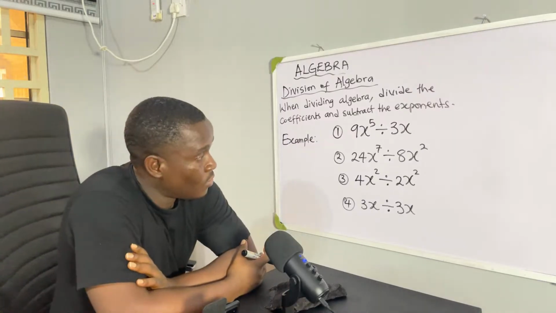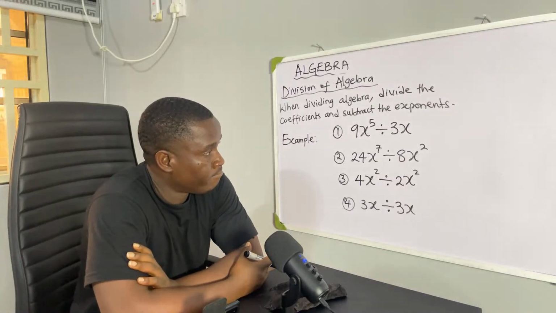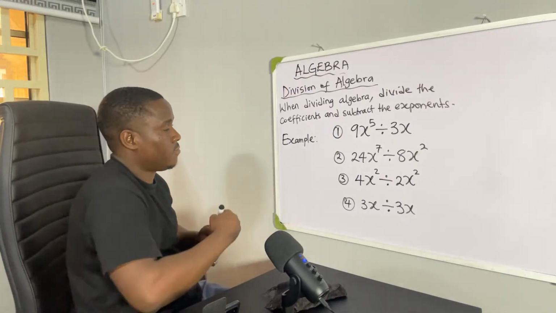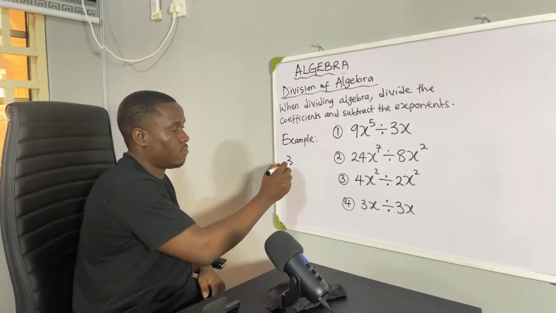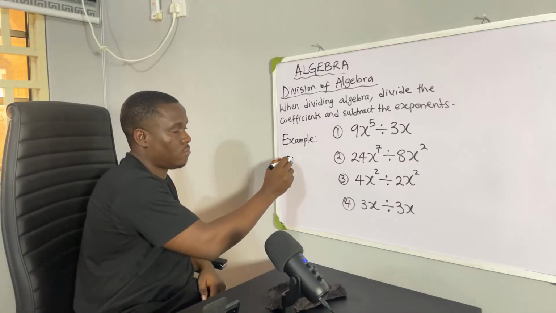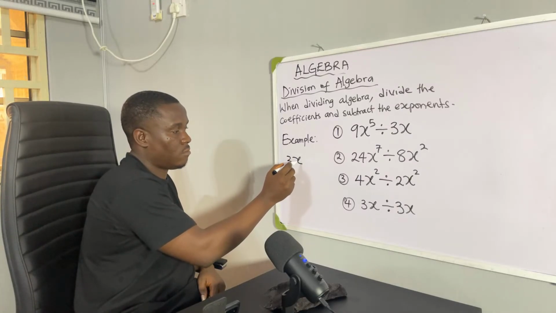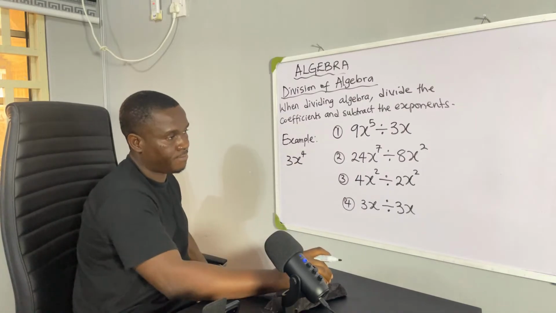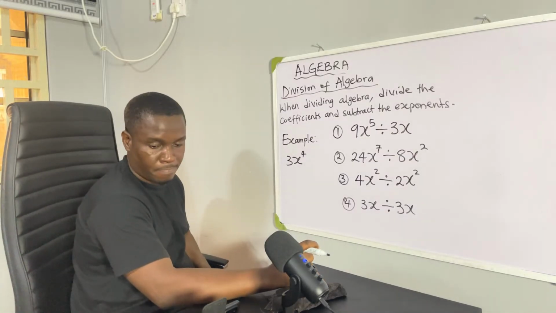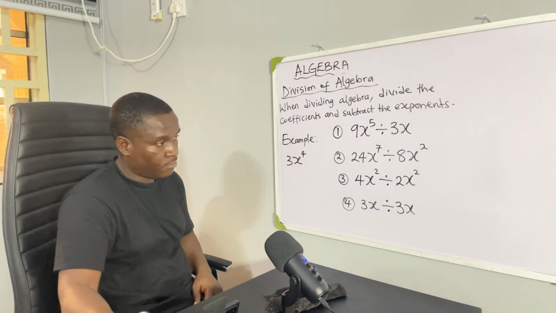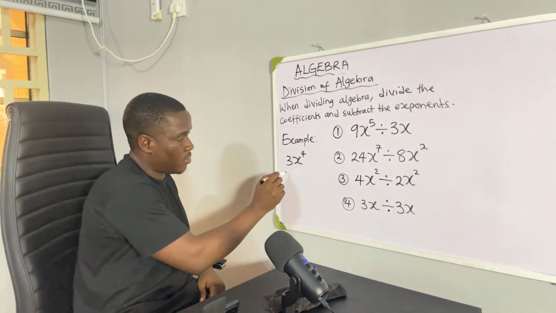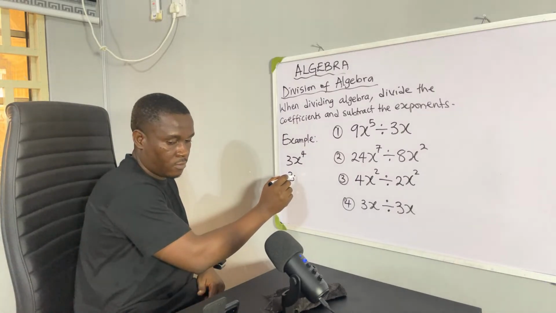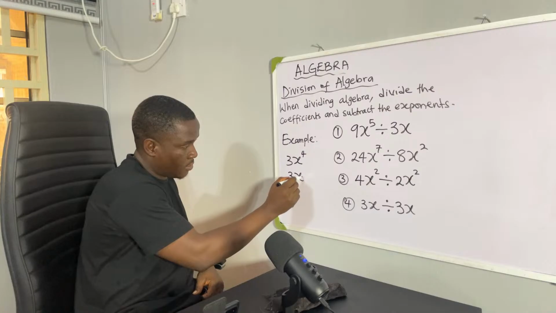Good. So what did you do for the first one? 9 divided by 3, I had 3. And for the exponents, I had 5 minus 1, that gave me 4. So my answer was 3x raised to the power 4. Correct. For the second one, I have 24 divided by 8, that's 3. And then 7 minus 2, that's 5. My answer is 3x raised to the power 5. Correct.